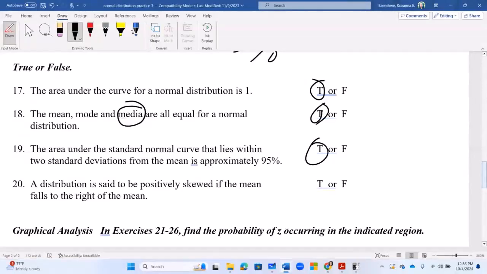Okay, a distribution is said to be positively skewed if the mean falls to the right of the median. When the mean falls to the right of the median, then the data is positively skewed, and that is true.